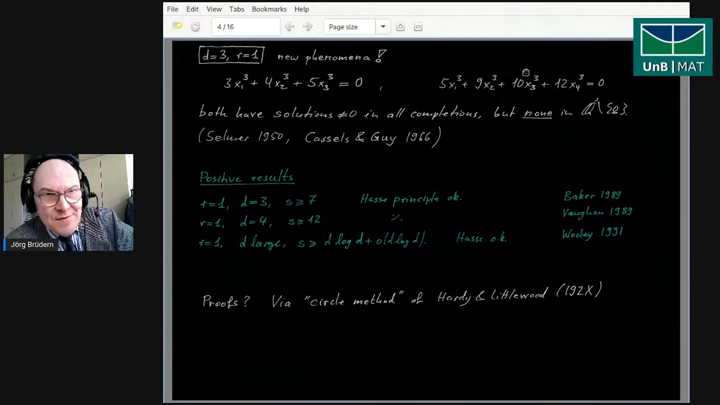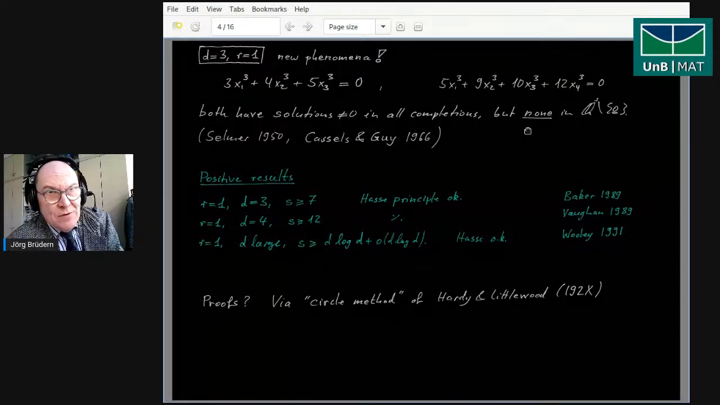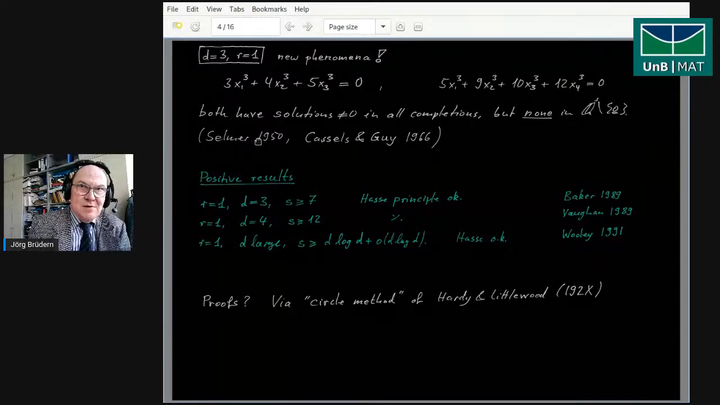Well, let us see whether this is realistic by looking at the cubic case and just one single equation. Unfortunately, this Hasse principle that I just described does not hold for cubic equations in 3 or 4 variables. And I've written down for you the oldest example known, due to Selmer in 1950, which is easy to remember. It has coefficients 3, 4, and 5. And it is such that there is no integer solution other than the trivial one. But in all completions, there are solutions. So the Hasse principle is false.